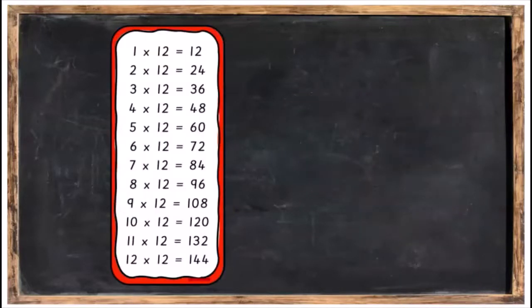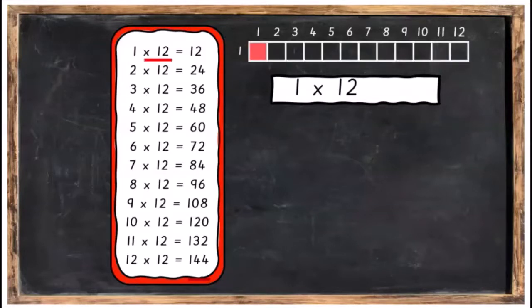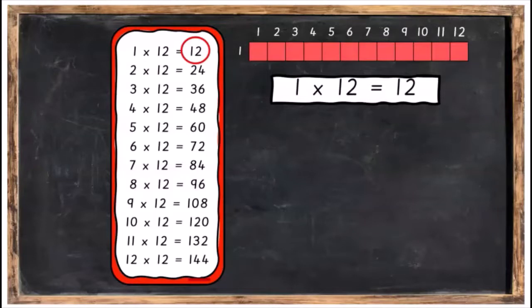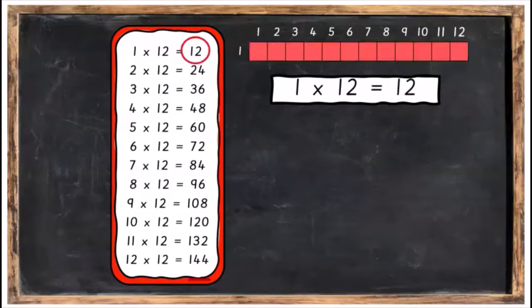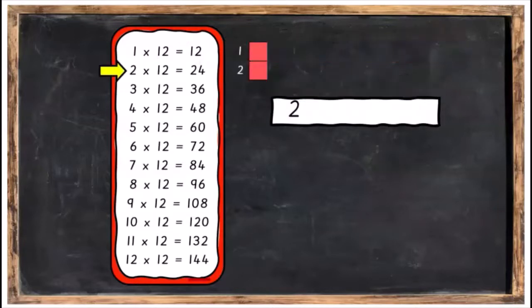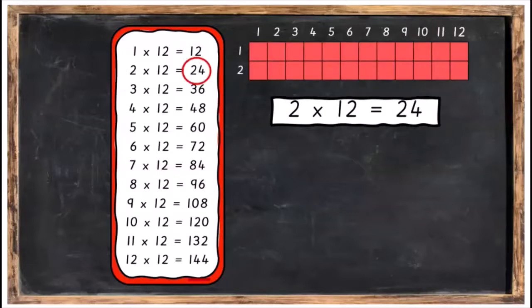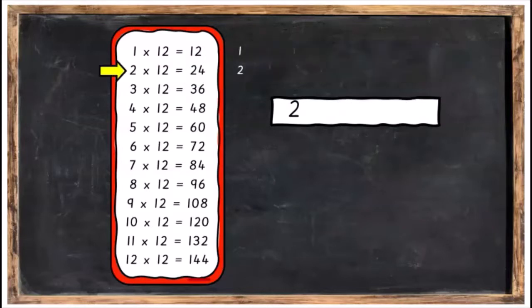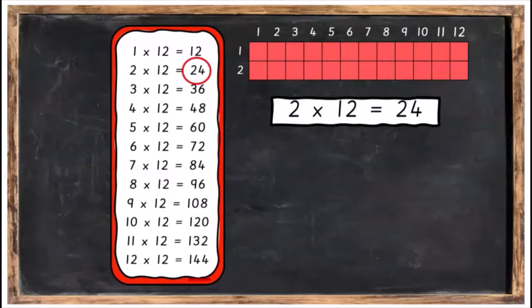Okay, so let's have a look at our multiplication table and blocks to understand what this means. Here we've got 1 multiplied by 12 is equal to 12. The other way of saying it is 1 12 is 12. It's the same thing, just a different way of saying it. So we'll go on to 2. 2 multiplied by 12 is equal to 24. The other way of saying it is 2 12s equals 24.